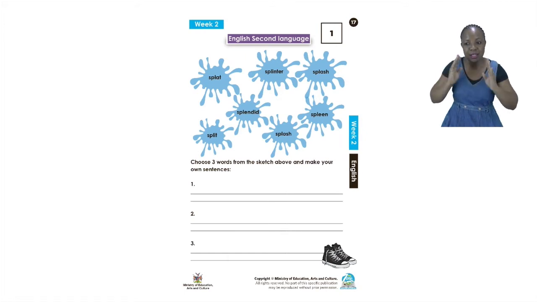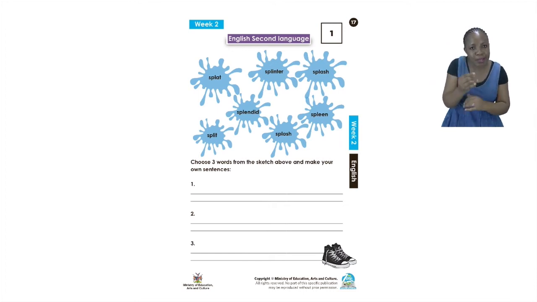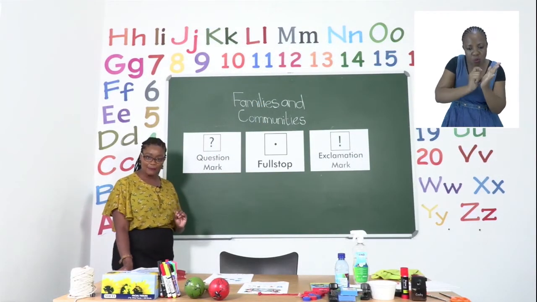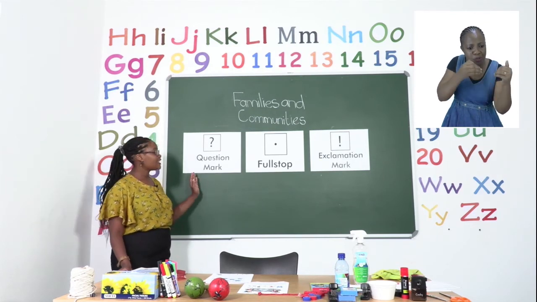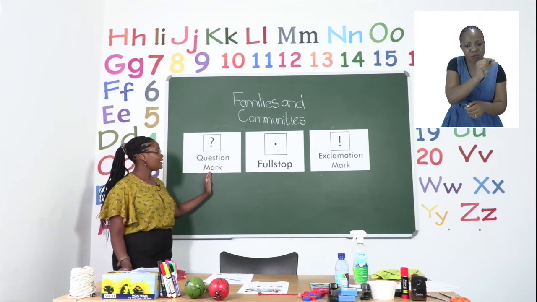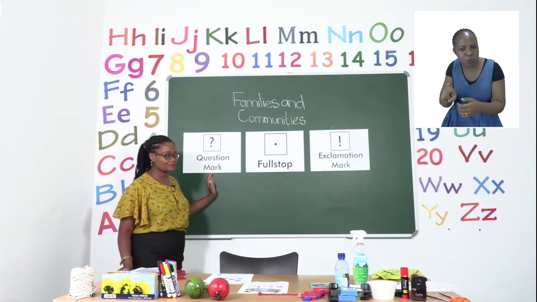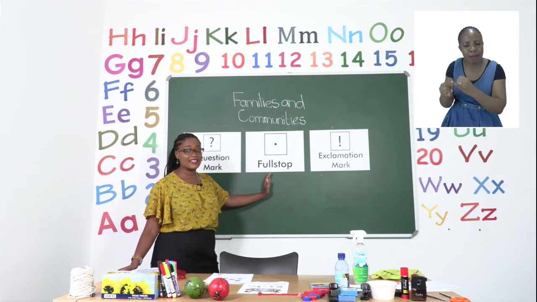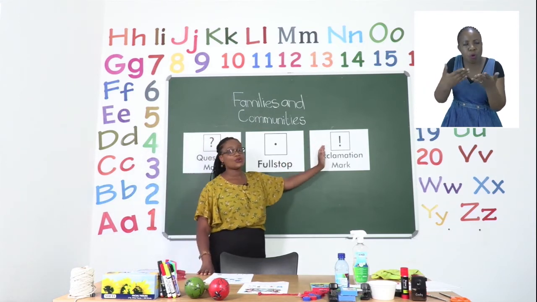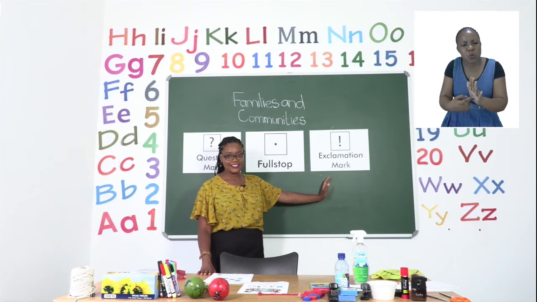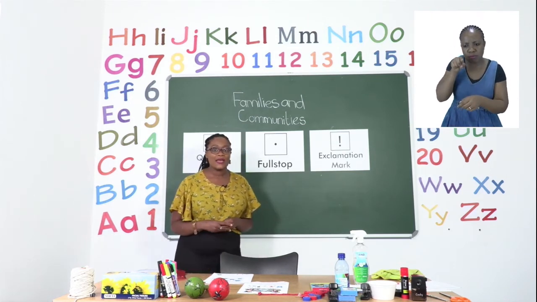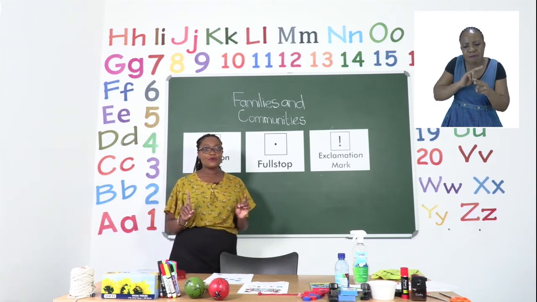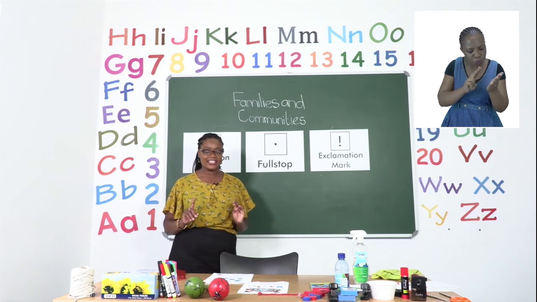Now that I have told you the meaning of these words, it is time to make some sentences. You are going to choose three words from the sketch above and make your own sentences. Remember, grade threes, it's important for us to start with a capital letter when we're making a sentence and end with a question mark, full stop or exclamation mark. If it ends with a question mark, then it becomes a question. If it does not have, then we will end it with a full stop. But if it is something that is showing emphasis, then we can use an exclamation mark. Please take your time and make sure that you read your sentences before you go on to the next one.